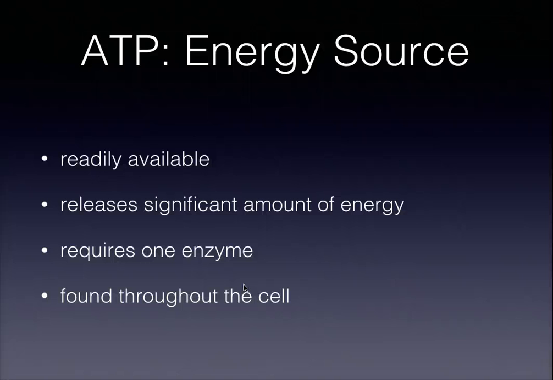Finally, ATP is found throughout the cell. The enzymes that are needed to break down glucose are generally only found in the mitochondria. But this one enzyme that's required to break the phosphate bonds is found throughout the cell. So again, it's a very available, convenient energy source for cells to use for all sorts of processes in the body.